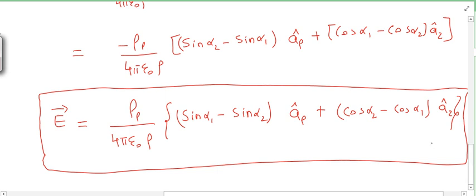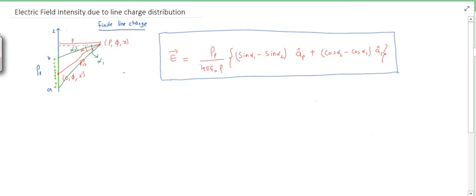If it is infinite, we can find the value. We will see those cases also. This is the final value of the electric field due to line charge distribution: rho L divided by 4 pi epsilon naught rho, sin alpha 1 minus sin alpha 2 a rho cap plus cos alpha 2 minus cos alpha 1 az cap. So this is my final formula for electric field intensity due to finite line charge. So it is the formula.